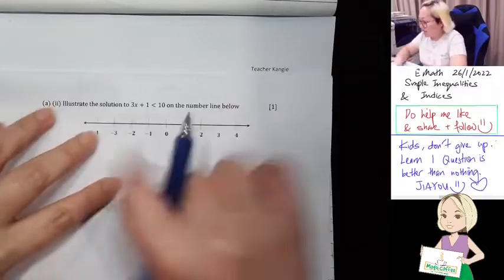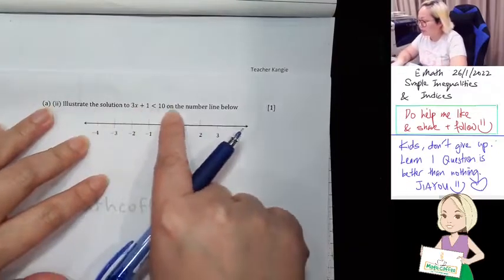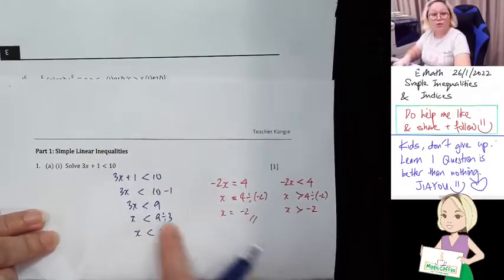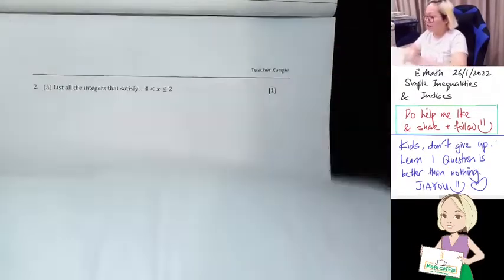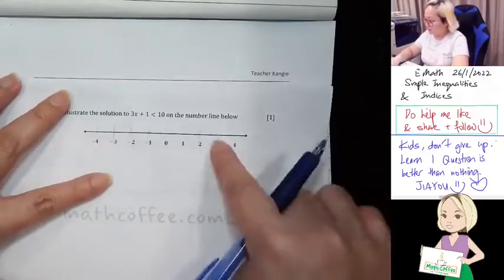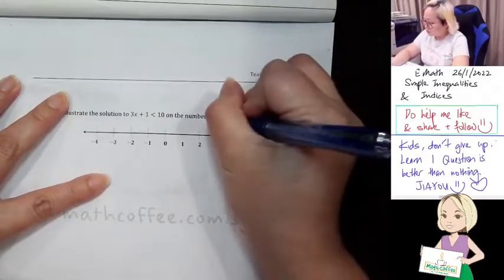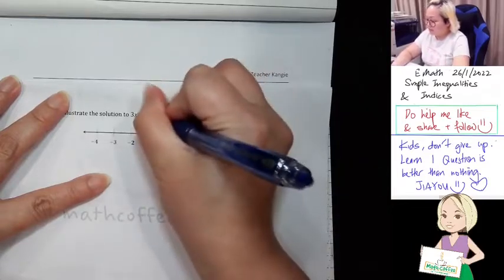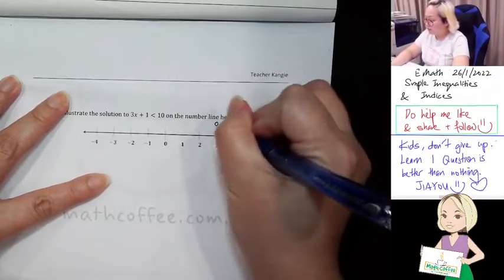Illustrate the solution 3x and so on on the number line. So this inequality was the same as this. They want you to illustrate the solution on the number line. So you see, this is x is less than 3. Three is here, right? You put an open circle at the top, because there's no equal, unless it is less than or equal to 3. If there's no equal, that means it's unshaded.